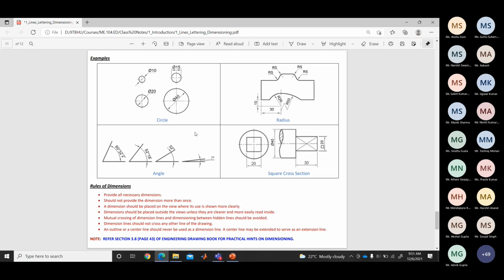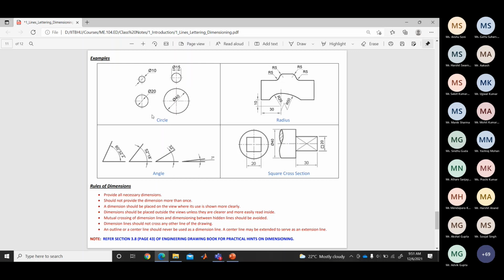All right. In some cases, suppose if the drawing is bigger, then in that case you can provide the dimension inside the drawing. All right. Otherwise we always provide the dimensions outside the drawing. All right.